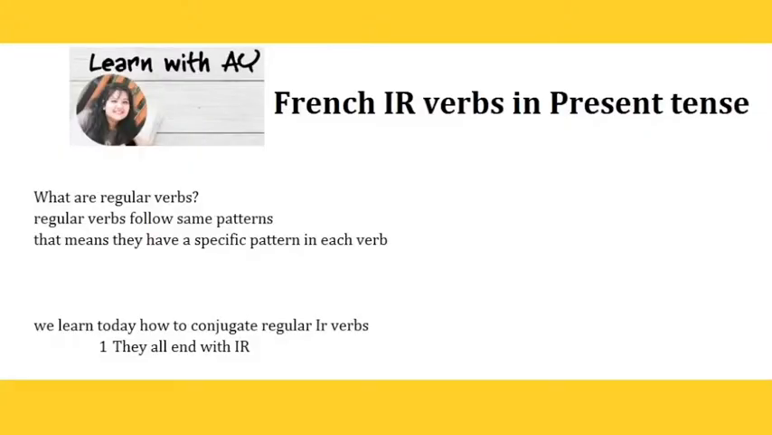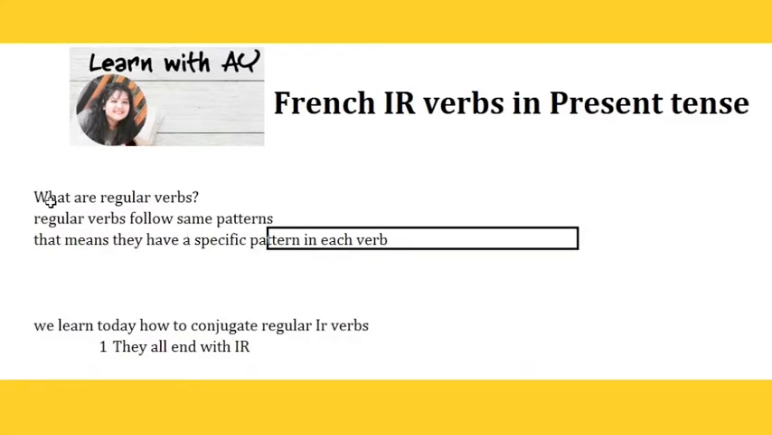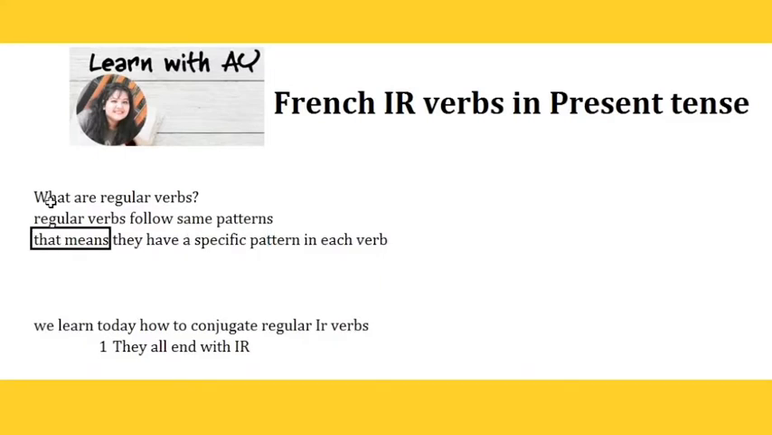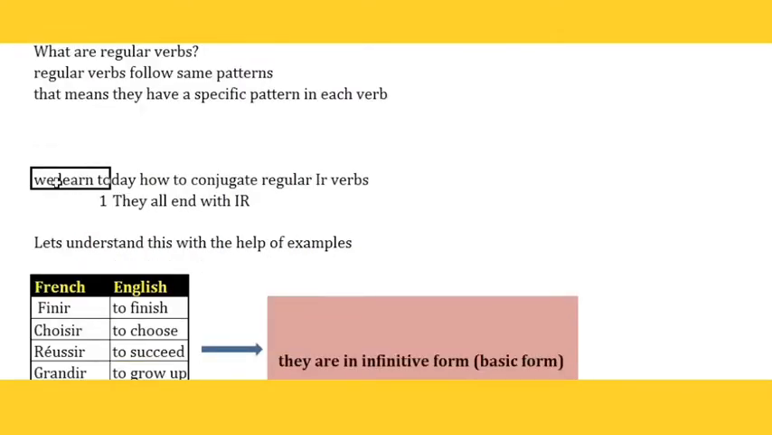So let's start with this topic. So what are the regular verbs? Regular verbs are verbs that follow the same pattern of conjugation. That means they have a specific pattern that can be followed in each IR verb. So we'll learn today how to conjugate regular IR verbs.